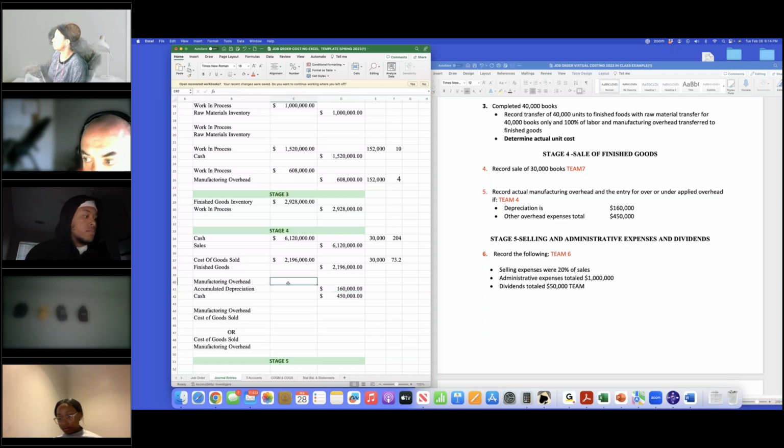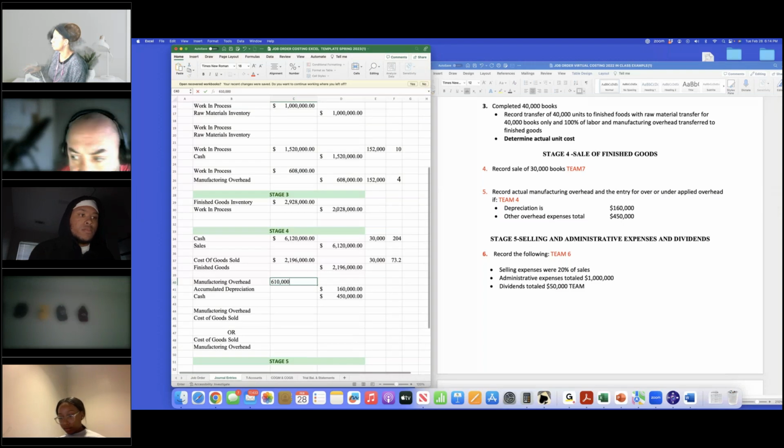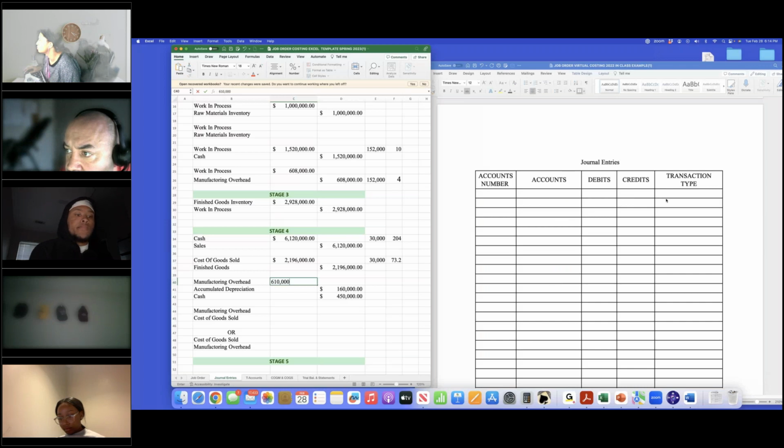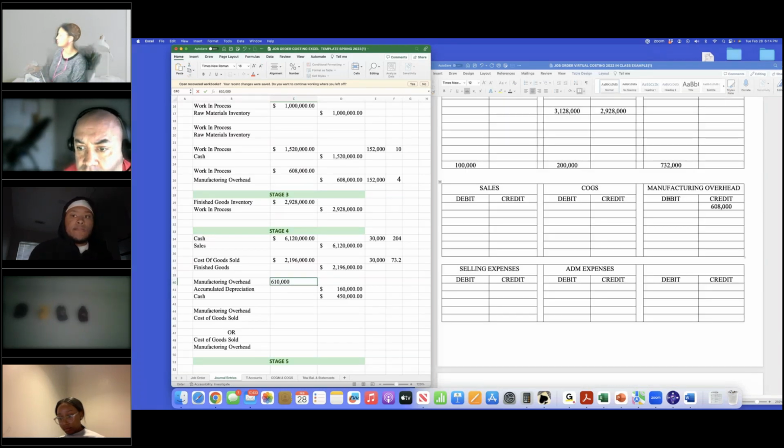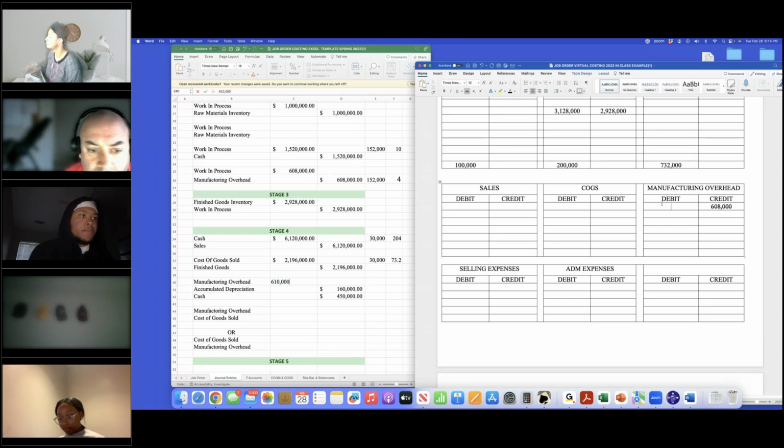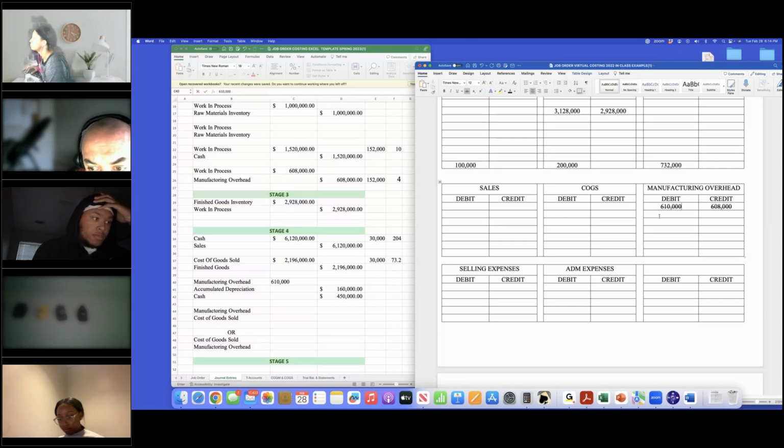So for the manufacturing overhead, we estimated 608, but it's actually turning out to be 610. So what does that mean? We have 2,000 left over. We got 2,000 more on the cost than you estimated. So you got to go down here and make an entry. We forgot to put our cost, 219,600.